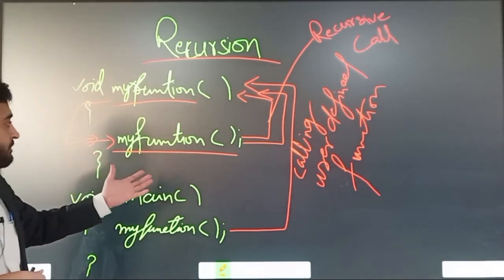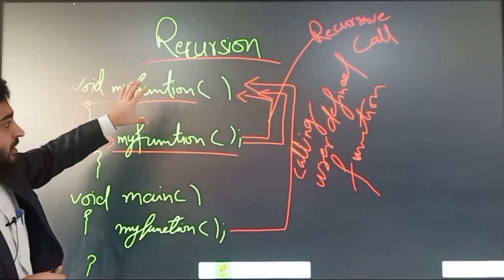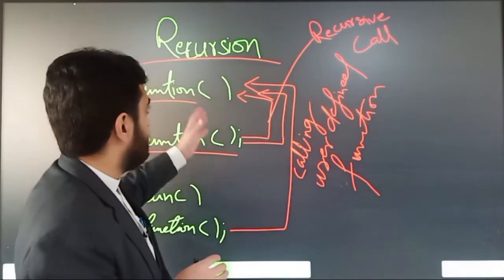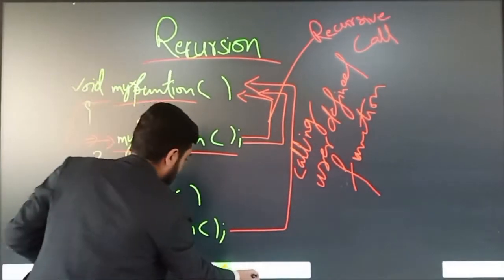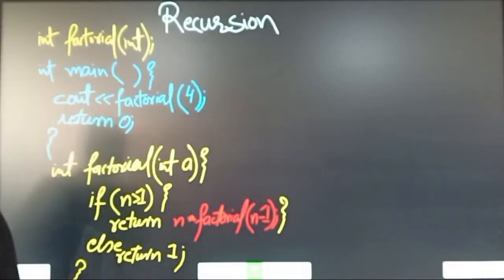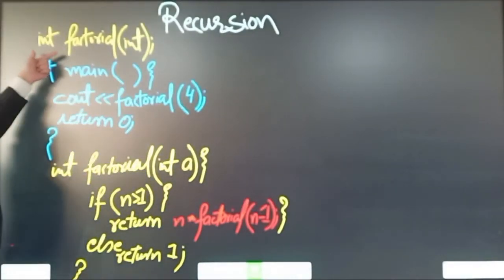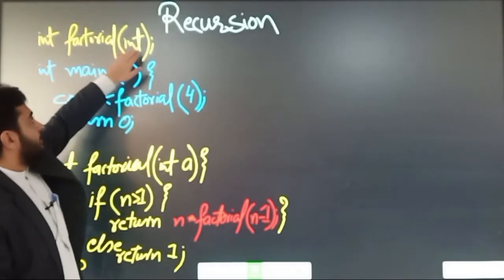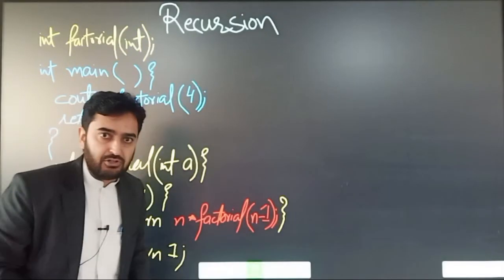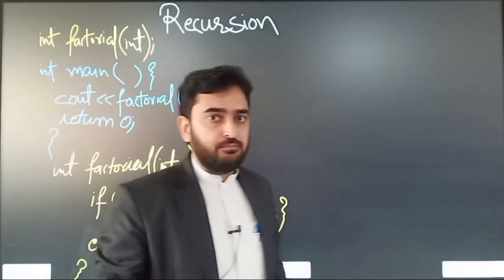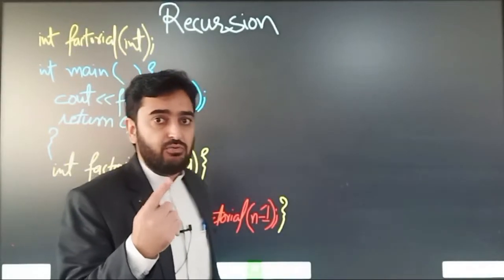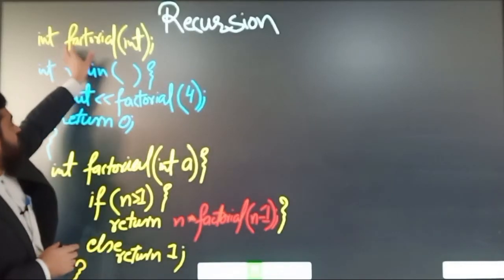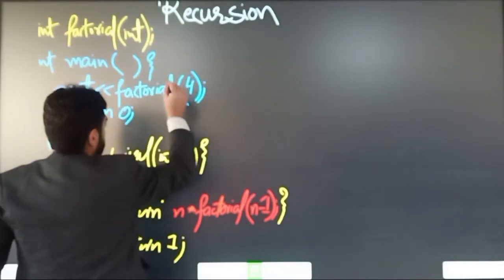So let's see an example of how we can apply recursion to a real life problem. Here you can see that we have introduced the factorial function. Factorial has return type integer, and in the parameter list we have a single parameter which will accept an integer value. For that integer value we will find the factorial using this function. This is the prototype of the function.